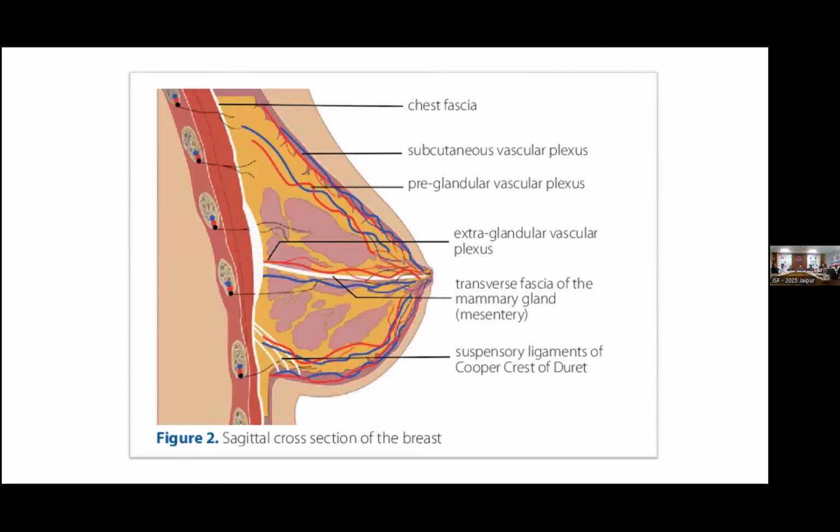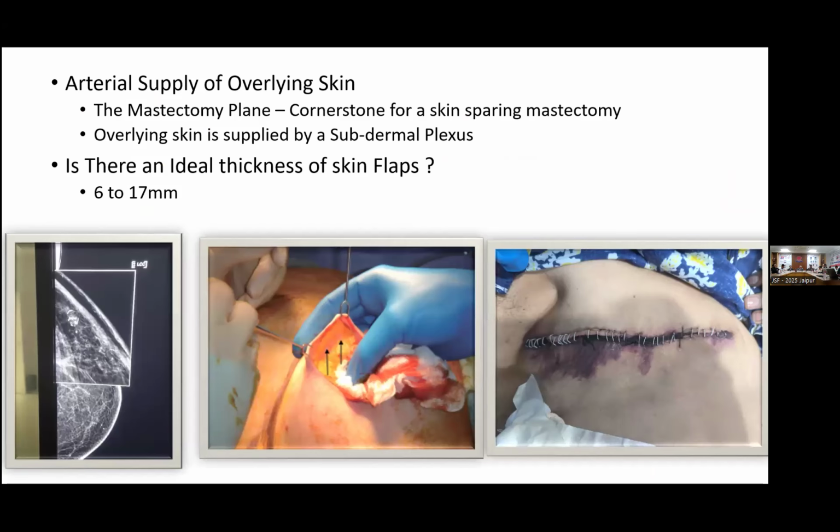In this sagittal cross section, we can see a subcutaneous or subdermal plexus from the similar arteries, a glandular plexus from the similar artery, and perforating branches coming from the chest wall to the NAC. We'll discuss this later, which is called the mesentery of the breast. Regarding the arterial supply of the overlying skin, if we breach that plane, we'll have that horrifying complication shown in the third picture. The breast skin has gone, and further this patient developed necrosis, which required debridement.